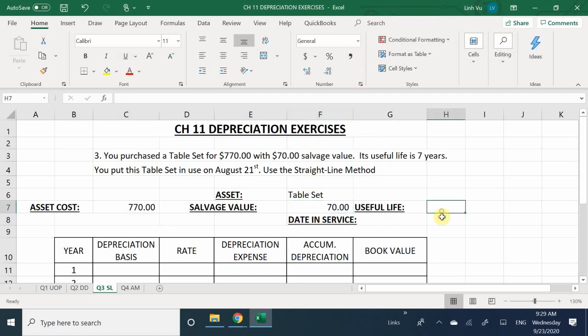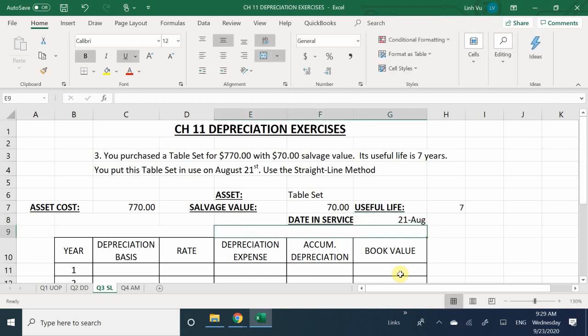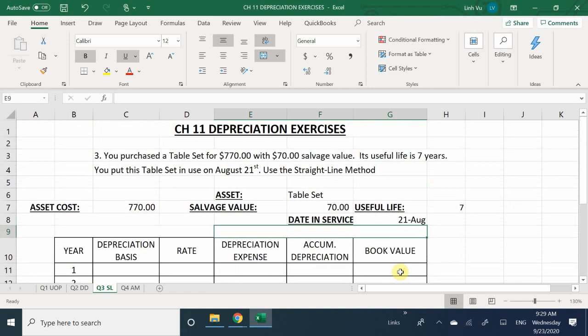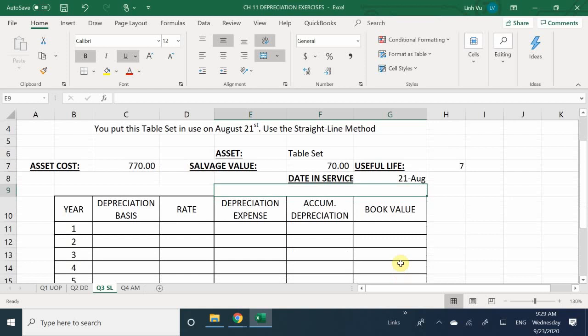All right. What is going to be my useful life? 7 years. Okay. And when did I place it into service? August 21st. So what does that mean? It will be due in September instead of August. Exactly. We're going to be September, October, November, and December. So how many months is that? 4 months. Good. All right. So let's go ahead and get started.